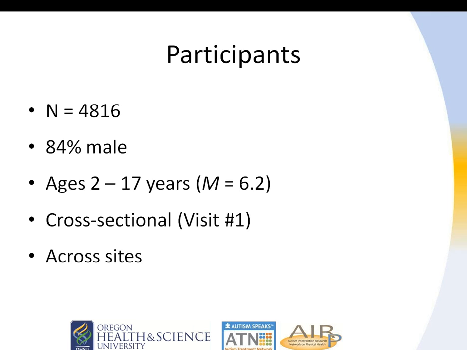So in this study, we looked at overweight and obesity in children enrolled in the Autism Treatment Network database. What we did was we took kids at their first visit, visit number 1, so it's a cross-sectional sample, across all the sites that were available. And we took the children who had existing age, gender, height, and weight data, in order to calculate their BMI. So what we ended up with was about 4,800 kids in our current sample. There was 84% male, and the mean age was 6.2 years.